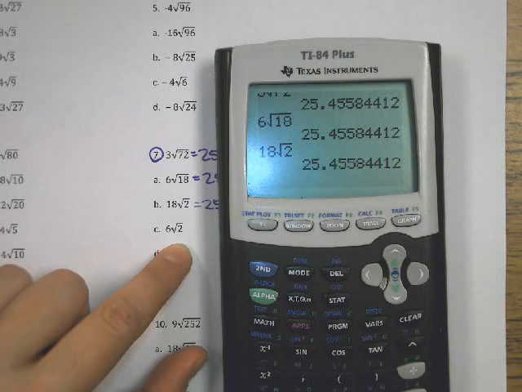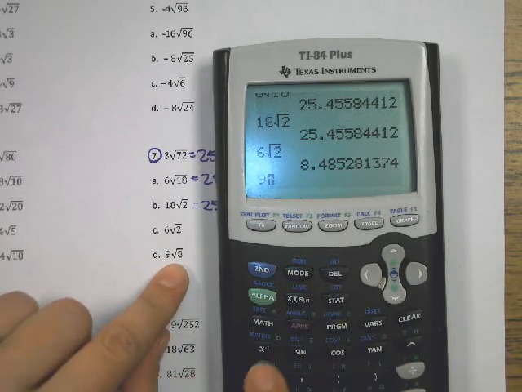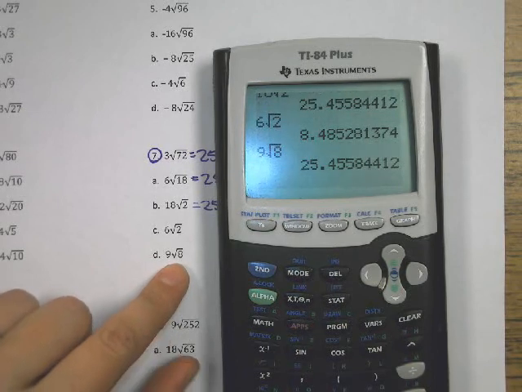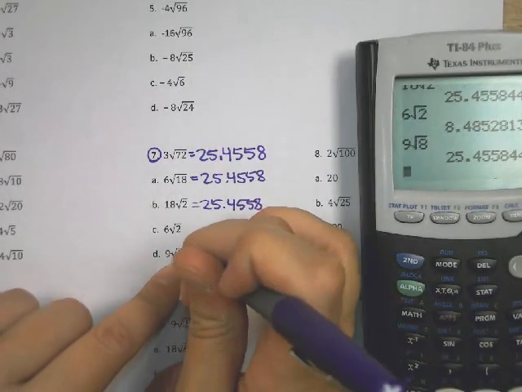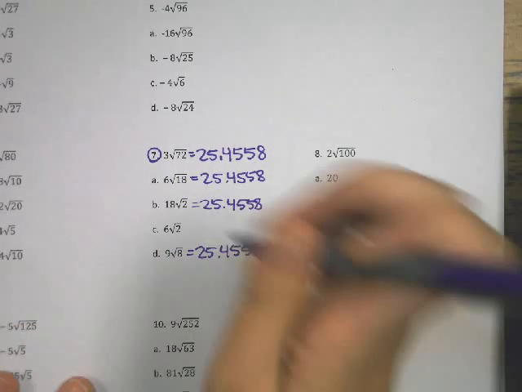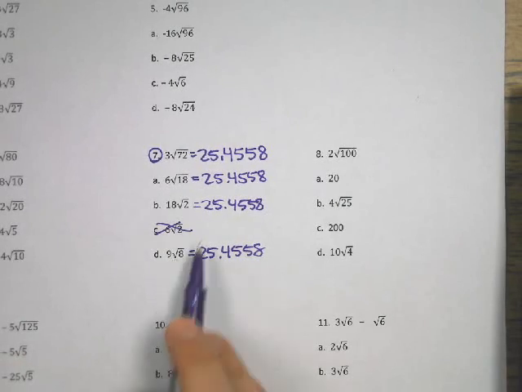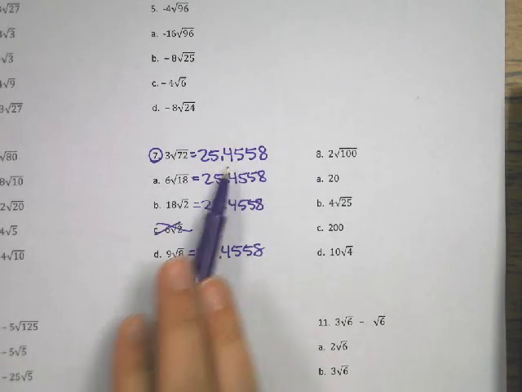Let's see if any of the other ones do. I don't know if the next one will. 6 square root of 2. Nope, too small. 9 square root of 8. Oop, that gives me the same thing. So C gave me the wrong answer, but all 3 of these, A, B, and D, gave me the original.